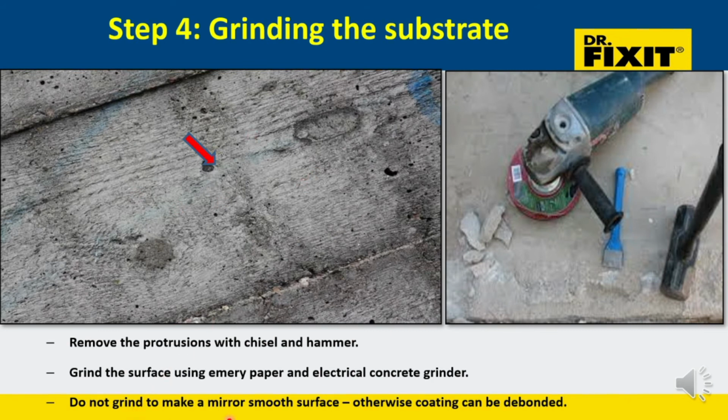Do not grind to make a mirror smooth finish. It is very important not to do a mirror smooth finish, otherwise the coating can be debonded. If you make a mirror finish, the coating will be debonded. So try to make a rough surface and we will get a good result of the coating.